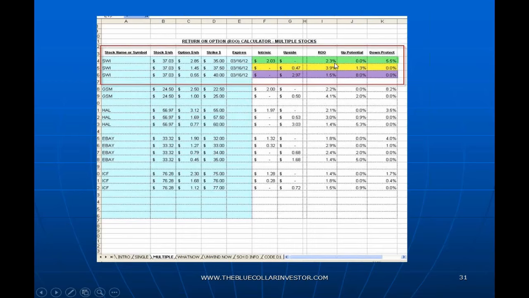Well, what if we're bullish? How about the 37.50 slightly out of the money strike? We generate an initial return of 3.9% and an opportunity of another 1.3% if the price of the stock goes up to the 37.50 strike. Here we would generate a 5.2% 1-month return.